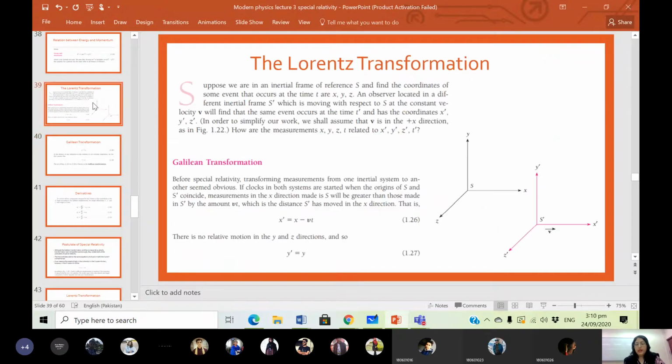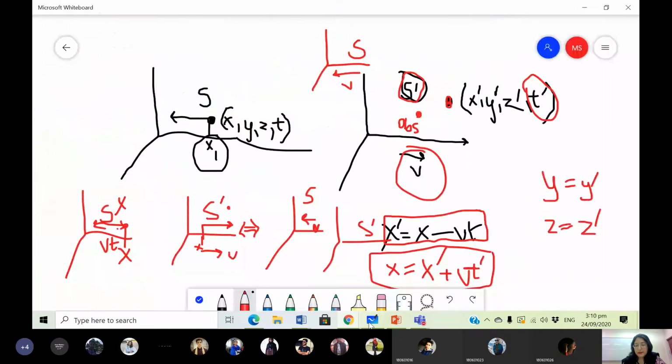So what we are saying right now is something where we did not take into account time dilation or length contraction. Basically, we have written this in a simple way, okay? This is not the Lorentz transformation. The Lorentz transformation takes into account time dilation and length contraction, and that formula is going to be more complicated.